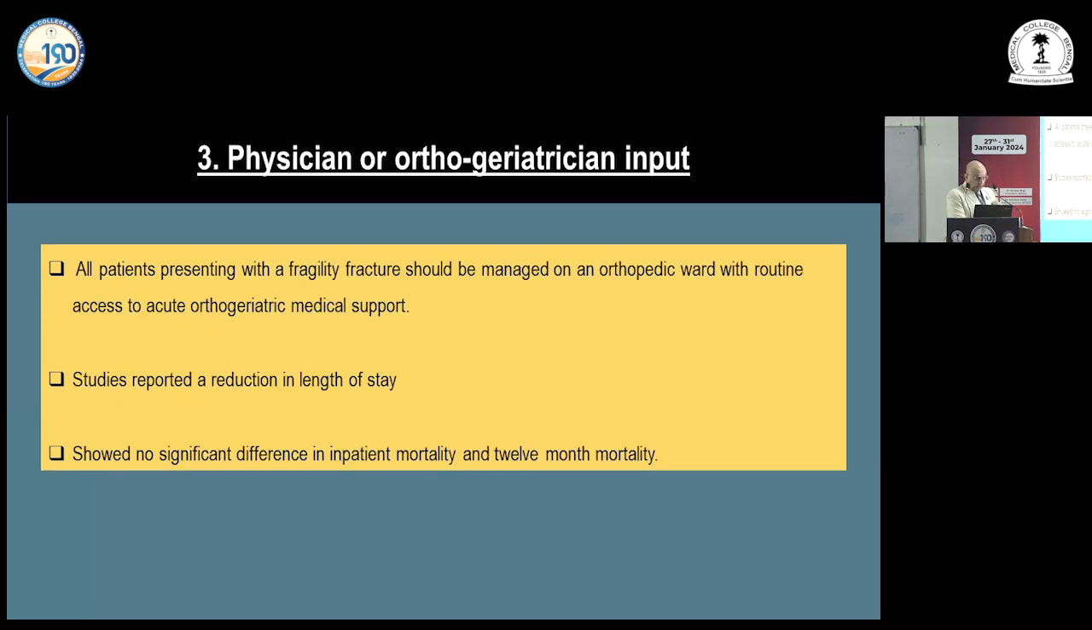All patients presenting with a fragility fracture or hip fracture in the elderly should be managed in an orthopedic ward, but it should be combined with the care of the orthogeriatric specialist as well. This is a worldwide recommendation, though orthogeriatric specialists are not very readily available in our setup. In our setup, simultaneous medical specialists should be involved for this particular part. Studies reported that this kind of joint venture reduces the length of stay and gives better outcomes in the long run.